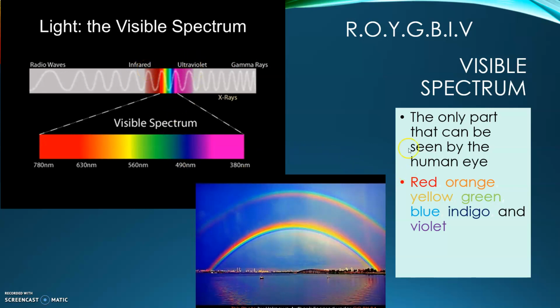And there are various colors that we can see. Red is where it starts on the left. Red has the highest wavelength out of the colors, lowest frequency, which means it's the lowest energy. Then it goes orange, yellow, green, blue, indigo, and violet. Violet being the highest frequency, lowest wavelength.